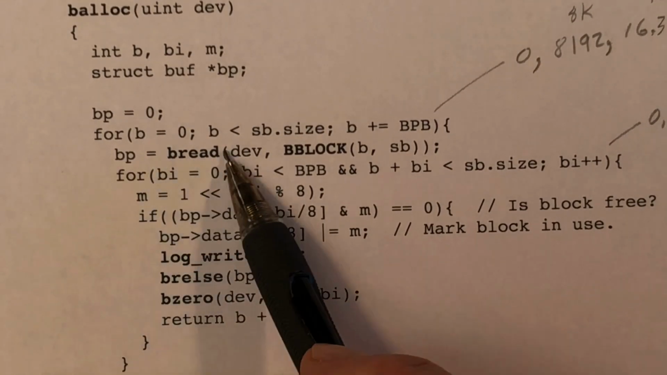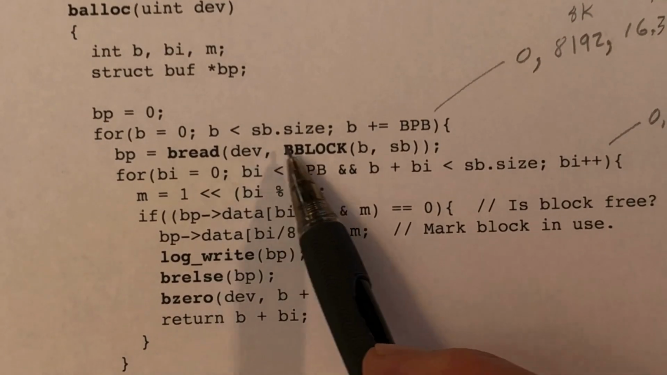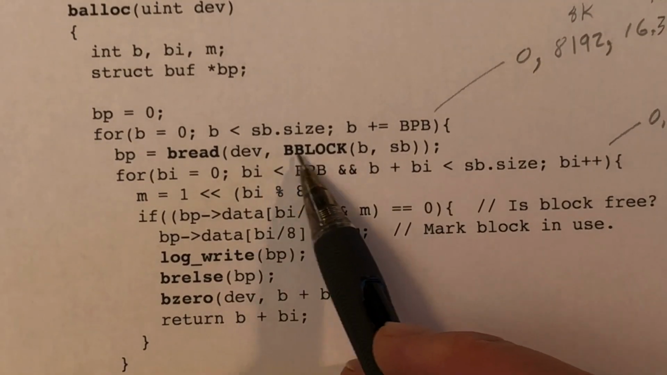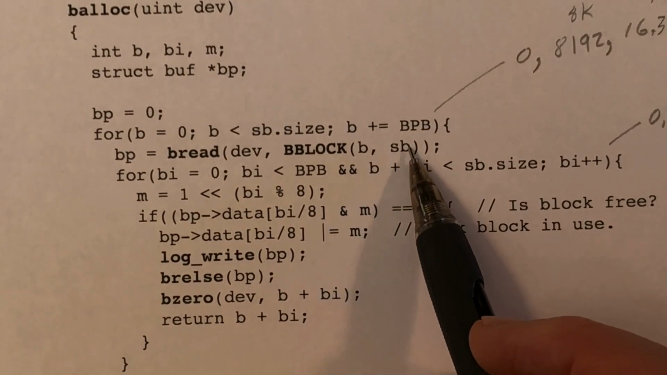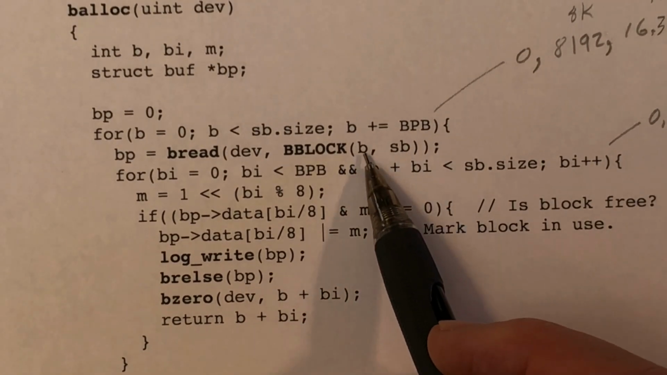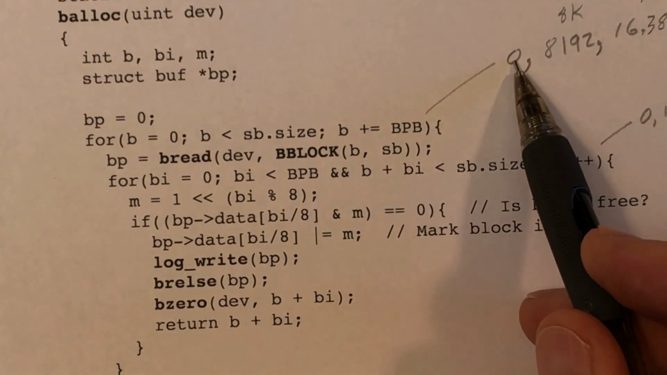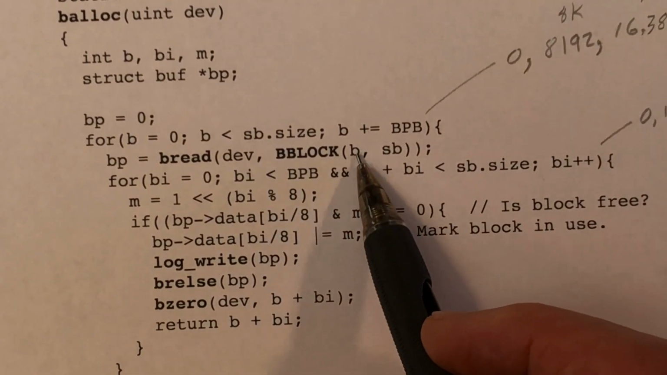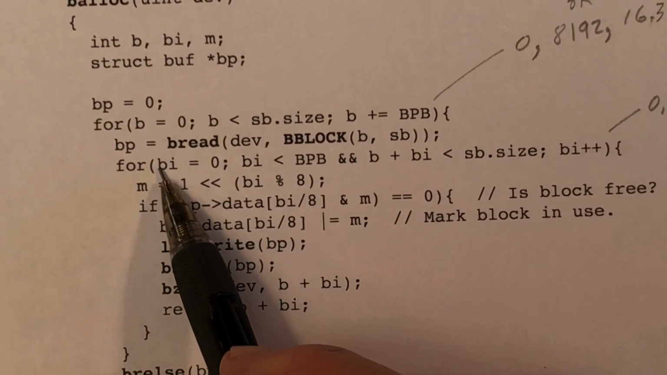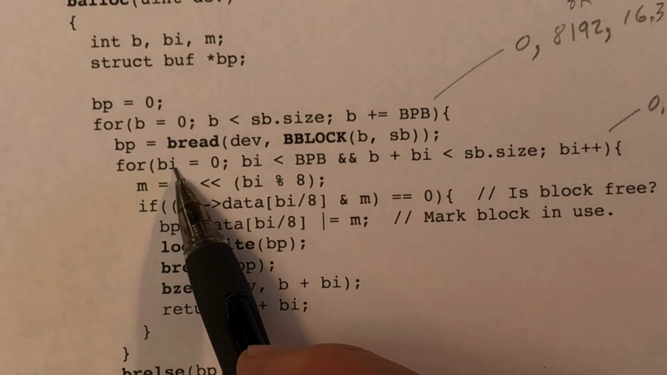So each one of these will be a block, and the first thing it does is read that block in from the device. This function bblock is passed a block number as well as a pointer to the super block, and it will figure out which block on disk contains that bit. So we read the first block and then the second block, using the bit at the beginning of the block as the index here. This inner loop runs through the bits within that block.